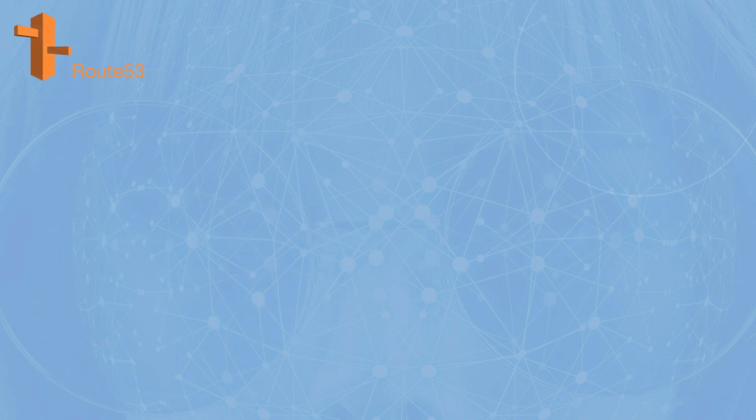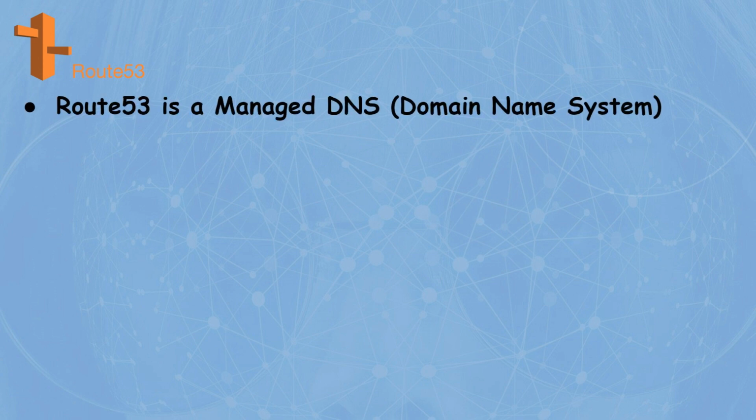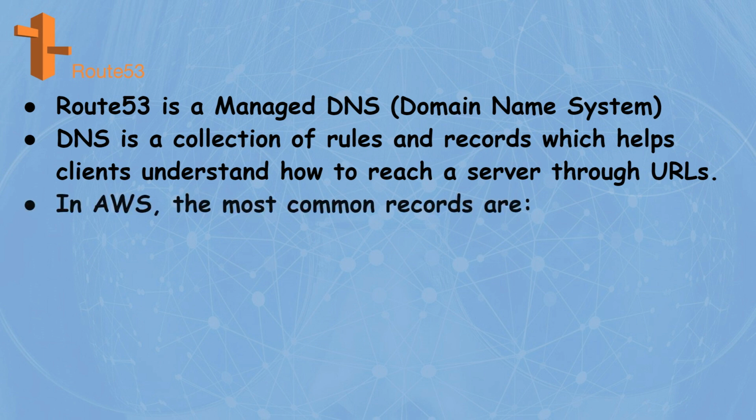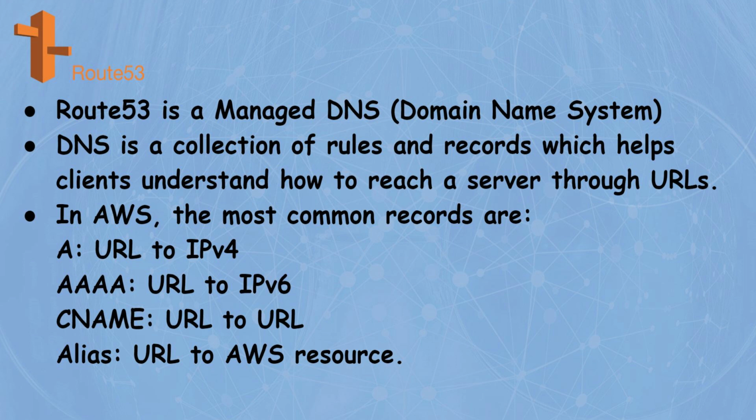Route 53. Route 53 is the managed DNS, domain name system, and DNS is the collection of rules and records which helps clients understand how to reach a server through URLs. In AWS, the most common records are A, URL to IPv4; AAAA, URL to IPv6; CNAME, URL to URL; and alias, URL to AWS resource.